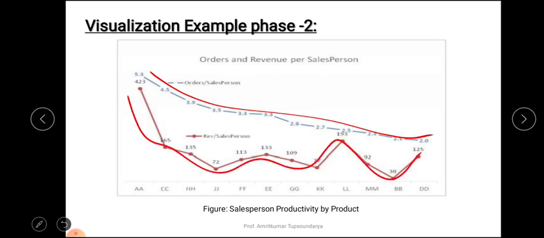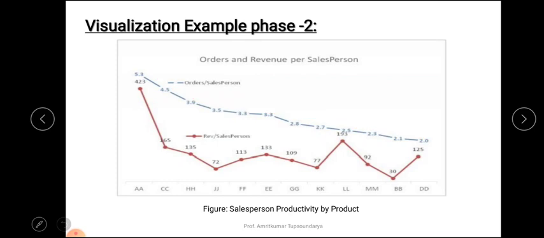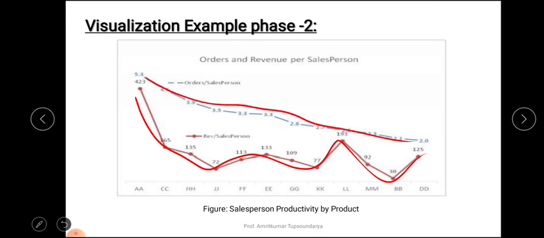Let me rub this so that there is no confusion. These two line graphs are superimposed upon each other. One line, the red line, shows the revenue per salesperson, while the other shows the number of orders per salesperson, right?